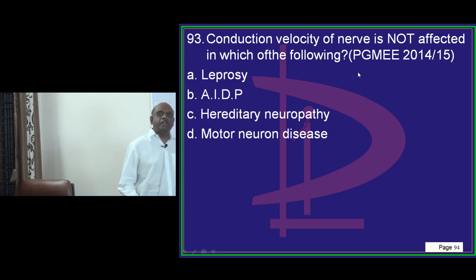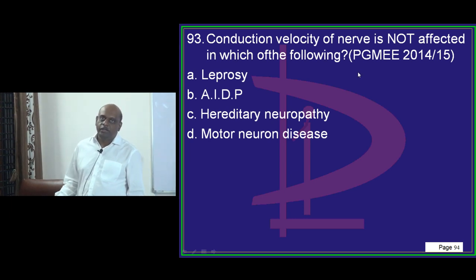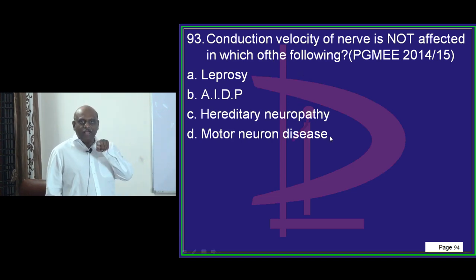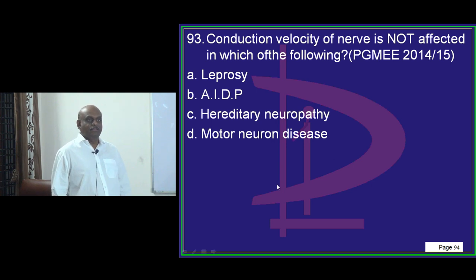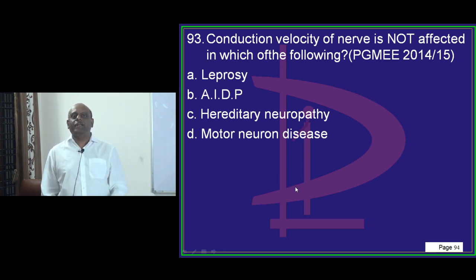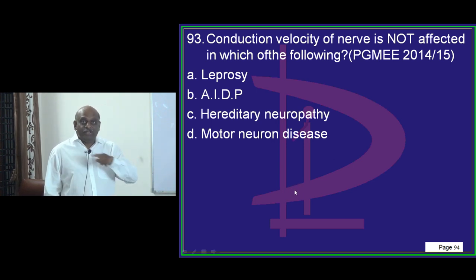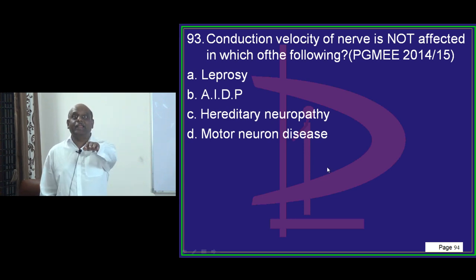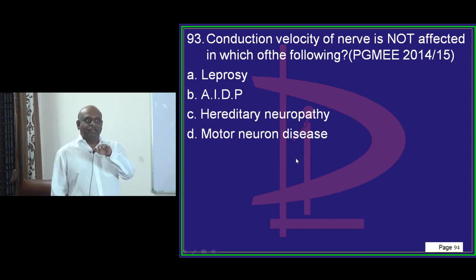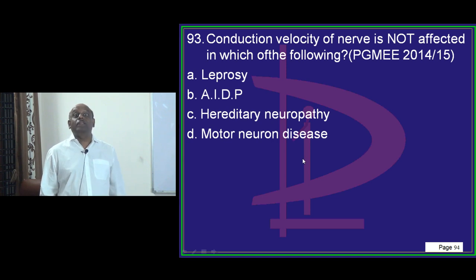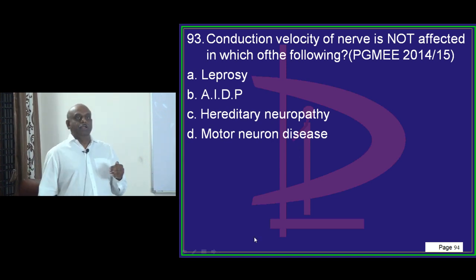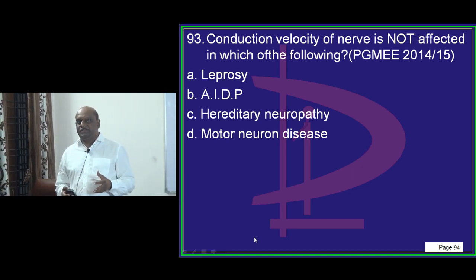Conduction velocity of the nerve, it is not affected in which condition? If the nerve has to conduct, what does it require? It requires an axon to conduct and it requires a myelin sheath to insulate. So, the purpose of the myelin is that it will make the conduction get faster. Any demyelinating pathology of the nerves will affect it. The neuropathies are demyelinating and axonal neuropathies.